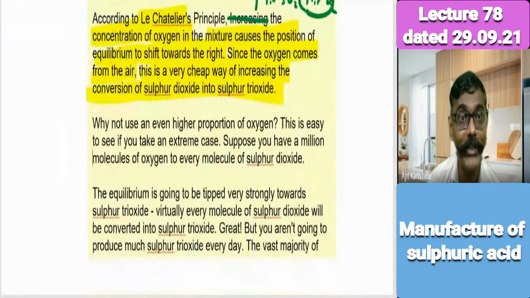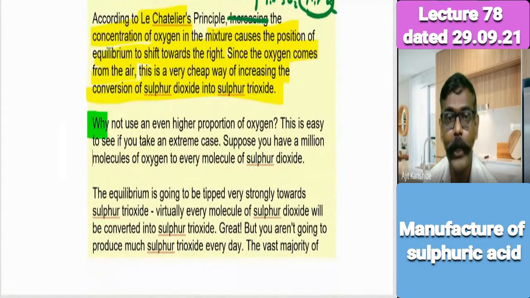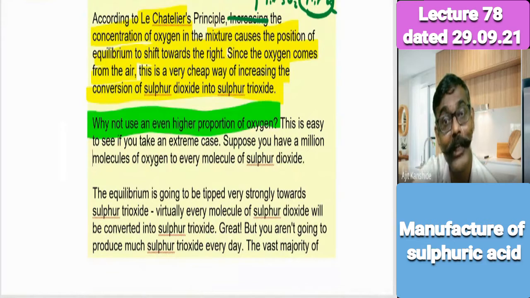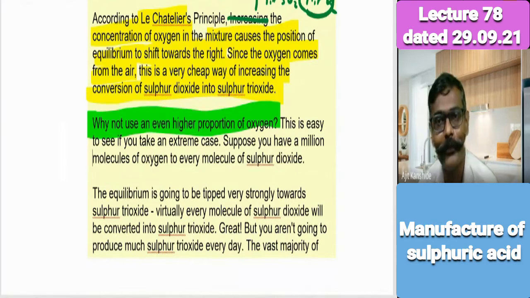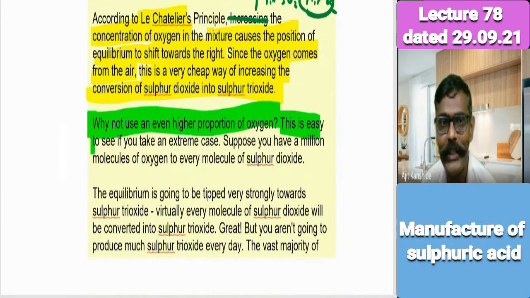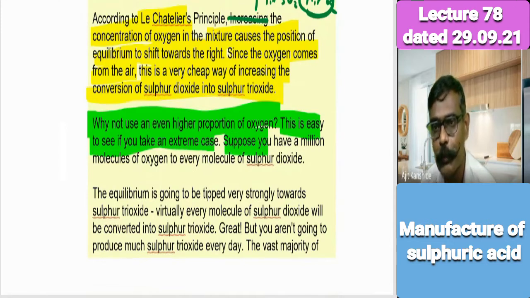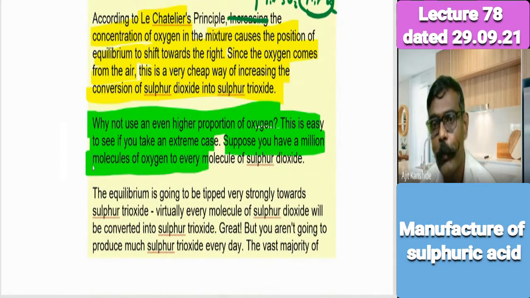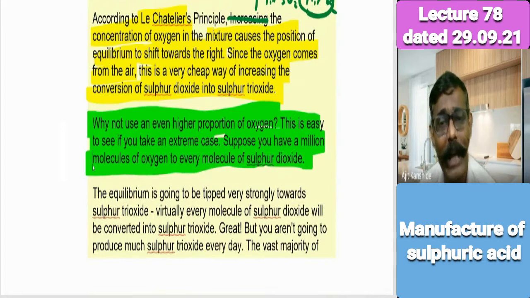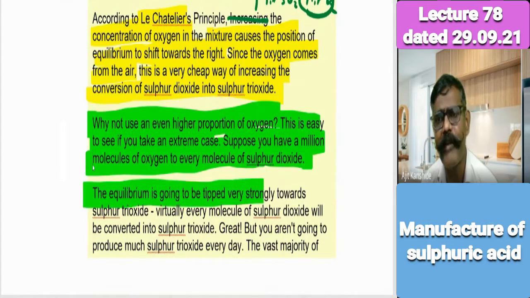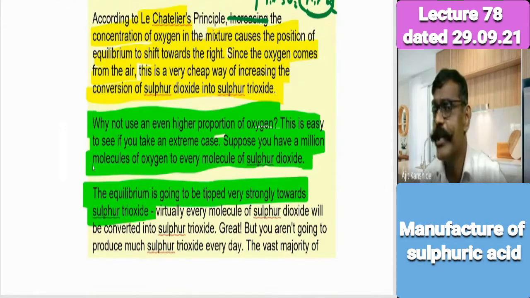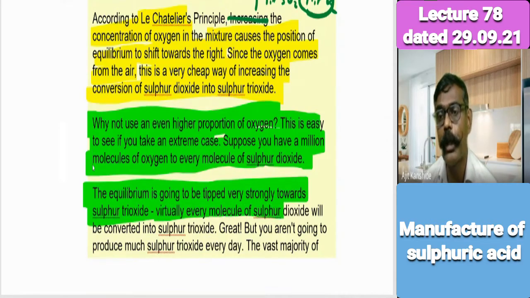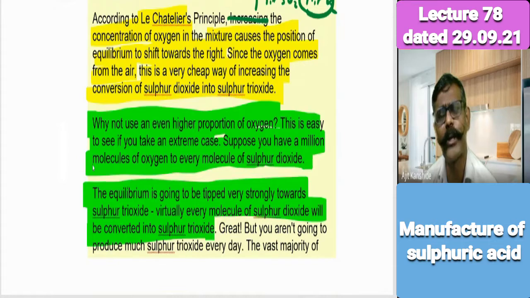Then one may ask, if it is cheaply available, why not use an even higher proportion of oxygen? Why 50%? Use 75%, use 90% oxygen. No, this is easy to see if you take an extreme case. Suppose you have a million molecules of oxygen for every molecule of sulfur dioxide; the equilibrium is going to tip very strongly towards sulfur trioxide. Ideally, every molecule of sulfur dioxide will be converted to sulfur trioxide.